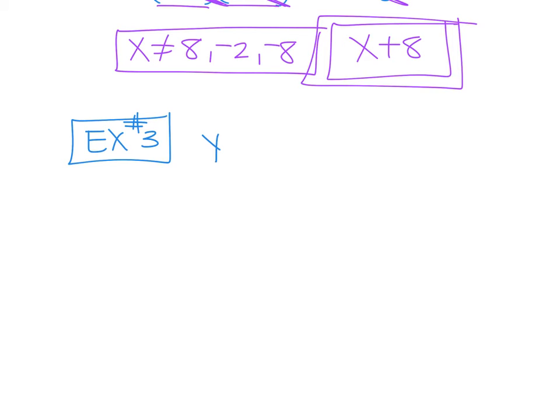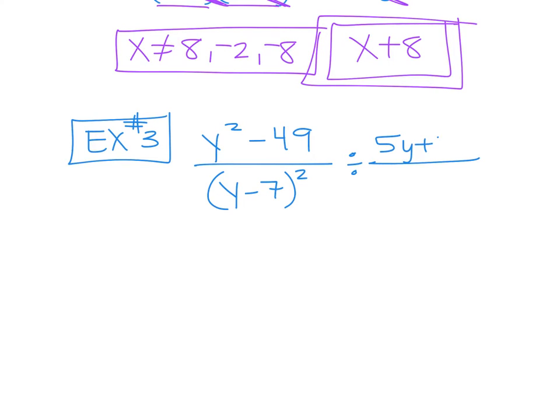All right, so this one: (y squared minus 49) over (y minus 7) squared, divided by (5y plus 35) over (y squared minus 7y). Make sure I wrote that down right. Yes. Do you want to try it on your own? Yes? Okay, try it.